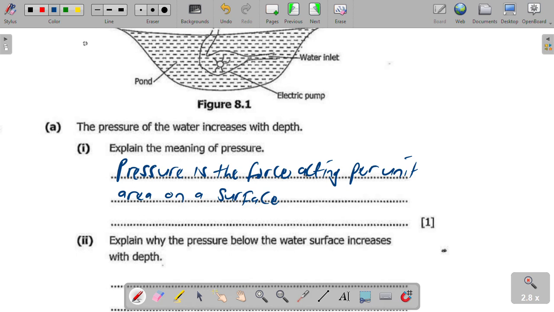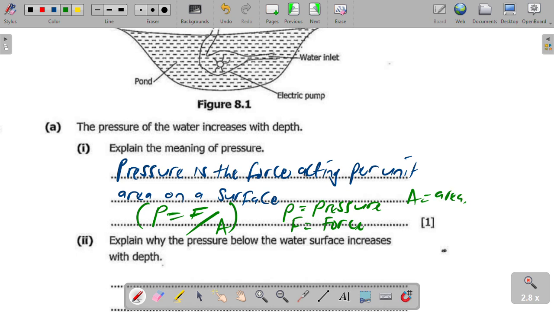All right, so it's given by this formula: P is equal to F over A. So this is the simple formula, where P stands for pressure, F stands for force, and A stands for area. Okay, so this is how you answer the first one.